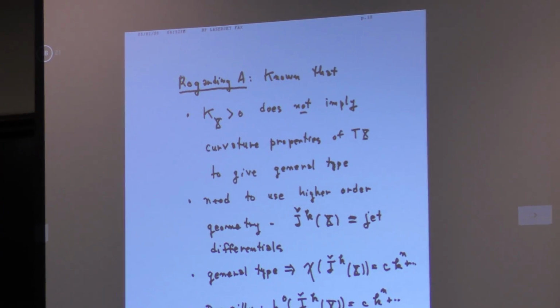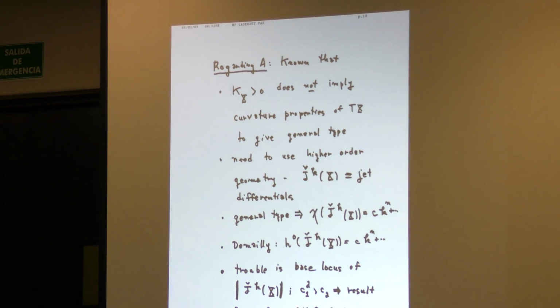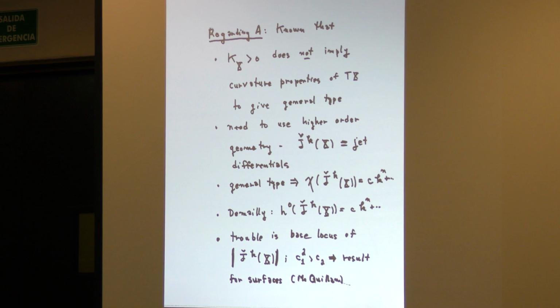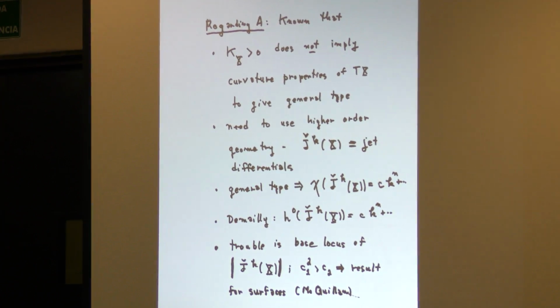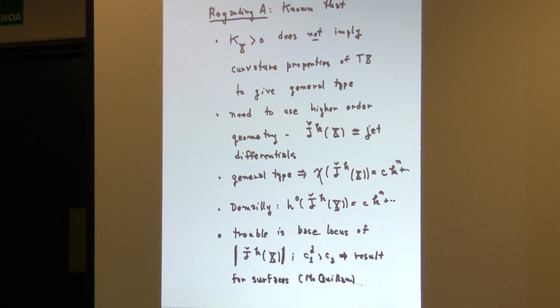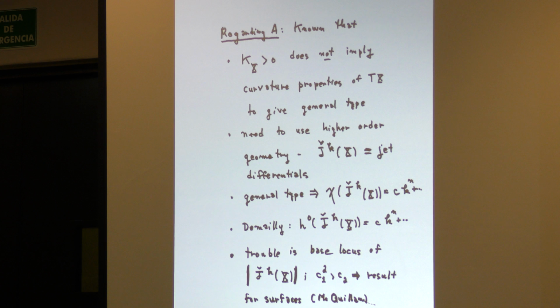If it holds, it has to hold for subtle reasons because there's no relation between the Ricci tensor and the holomorphic sectional curvature. Regarding the first one, it's known that if you have general type or a positive canonical bundle, the first thing that you would like to do is to use that positivity to construct sections somewhere that would give you a tool to work with.